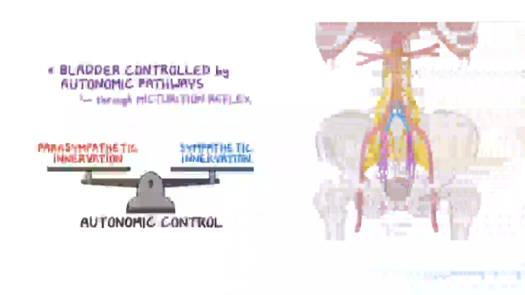So we know that our bladder stores urine, but what happens when it's full? Typically, we have voluntary control of our bladder. However, our bladder is also controlled by autonomic pathways which can prevent or cause urination through the micturition reflex, where autonomic control is a balance between parasympathetic innervation and sympathetic innervation. The urinary bladder receives input from the sympathetic and parasympathetic divisions of the autonomic nervous system.